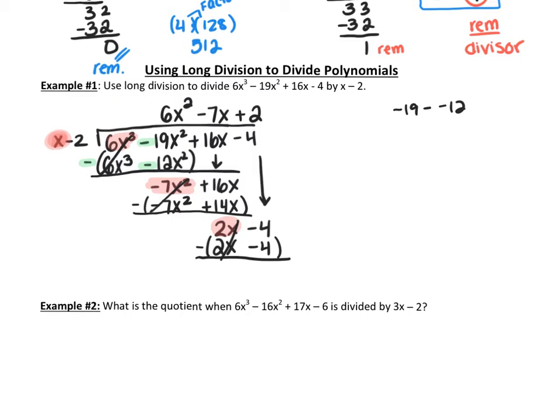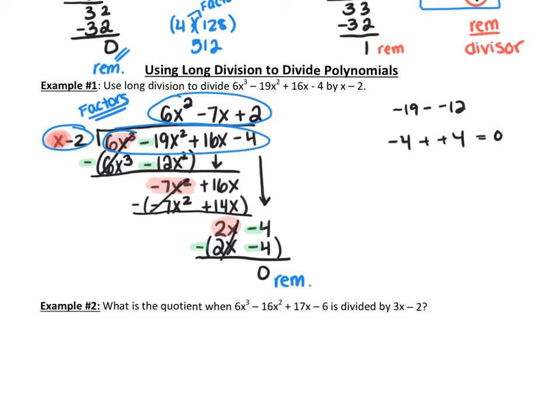And I believe the negative 4's will cancel as well. Negative 4 minus negative 4. Don't forget all those negatives. So negative 4 minus negative 4 is the same thing as saying negative 4 plus 4, which gives me 0. So we have a remainder of 0. So what that means is that it goes in evenly. So since it goes in evenly, that means that this times this must be factors of this polynomial in here. That means that if I were to multiply these two together, I would get that.